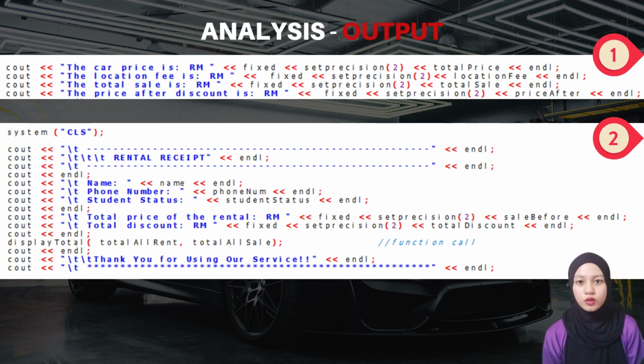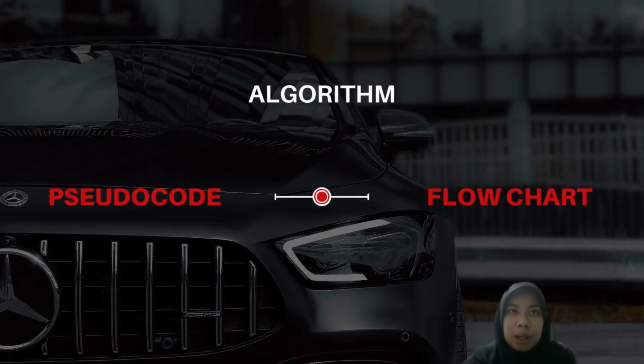This output includes the variables name, phone number, student status, sale before, and total discount, and also the display total function. For the algorithm, there are two tools that were used for designing an algorithm, which are pseudocode and flowchart. Pseudocode is English-like phrases which are used to describe the algorithm, while flowchart is a set of symbols to describe the algorithm.